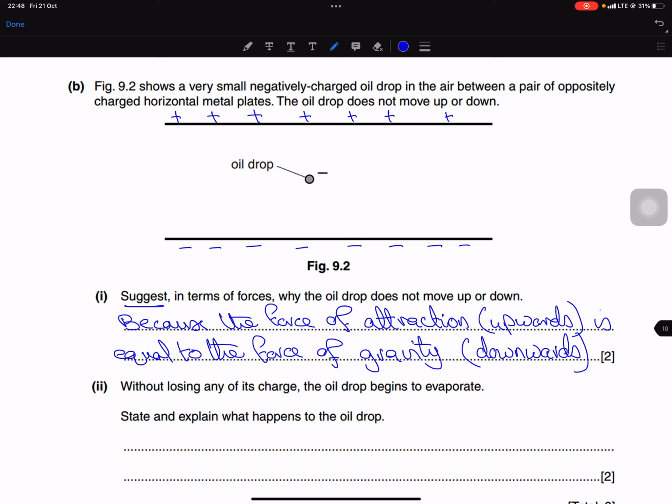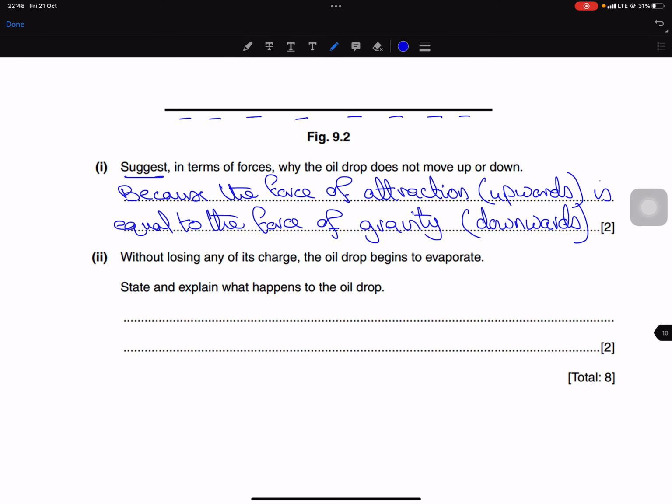All right, it says then, without losing any of its charges, the oil drop begins to evaporate. State and explain what happens to the oil drop. Statement will be it will move upwards. Explanation is because the weight decreases. The weight is the force of gravity. It decreases. So now the resultant force is not zero, so it will move upwards because right now the force of attraction is greater than the weight.